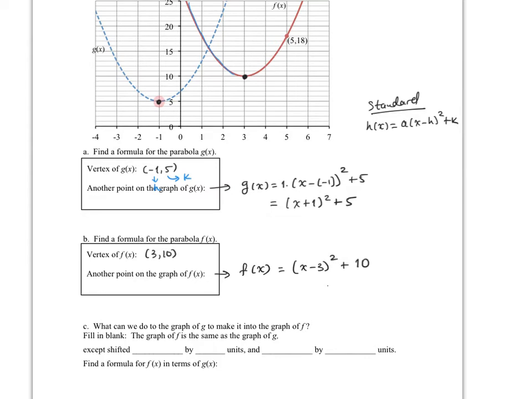Well, clearly you have to shift to the right 1, 2, 3, 4. So you have to shift to the right by 4 units, and then you have to go up 5 units, and then the graph will be in the exact same place. Now it's very important to notice that the right refers to the x, and the up refers to the y.